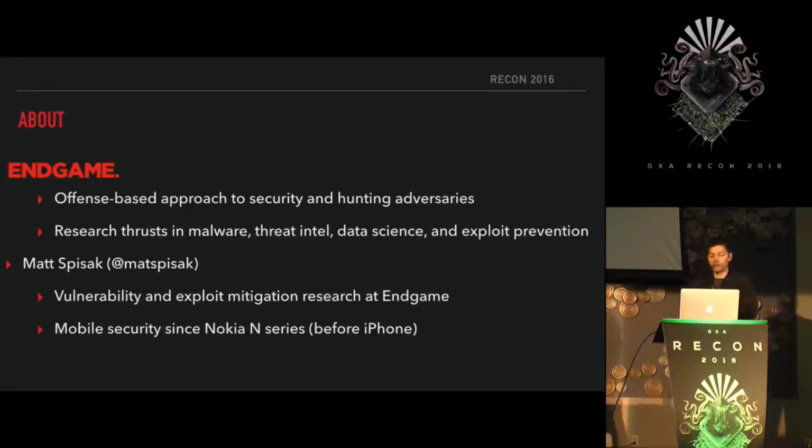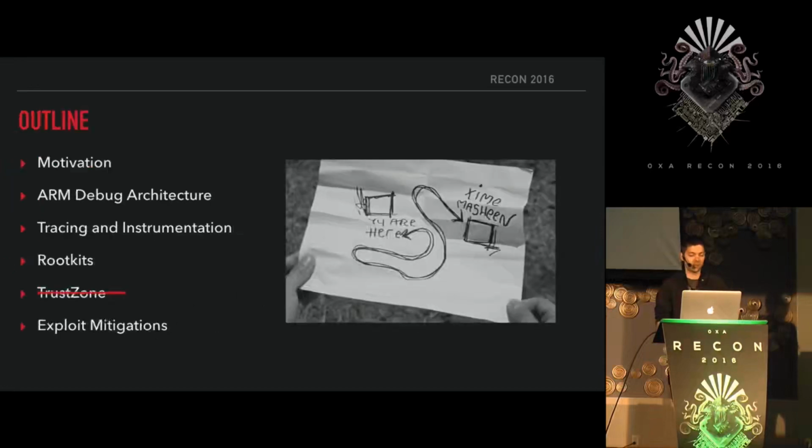So I work at Endgame. I work on a team focused on vulnerability research and prevention. We do some vulnerability discovery, but more recently we've been focused on exploit mitigation research. I've been doing mobile and embedded research since the Nokia N series was kind of the most popular smartphone before the original iPhone. So our outline today, I had to scratch TrustZone.